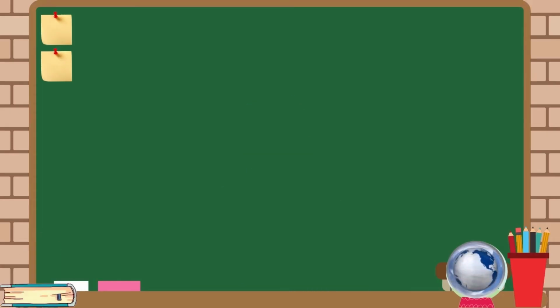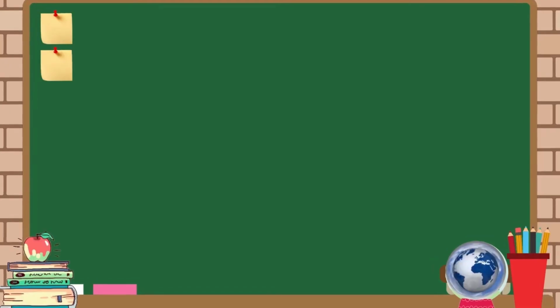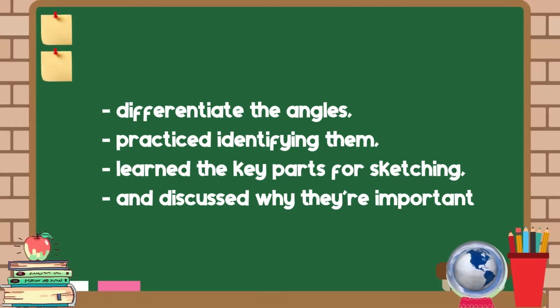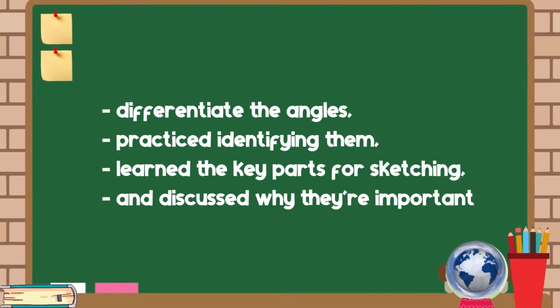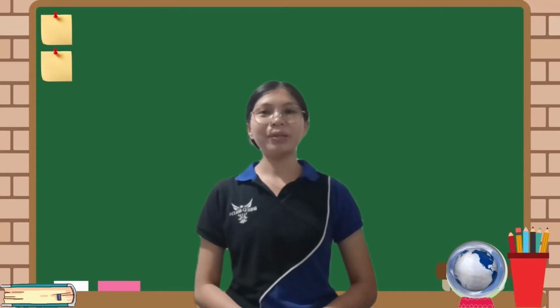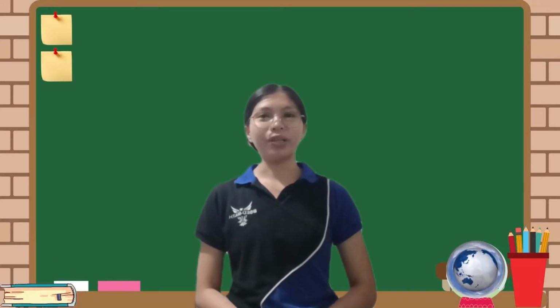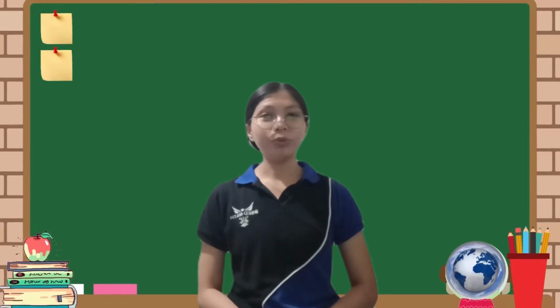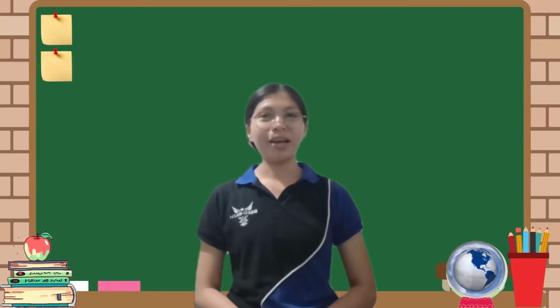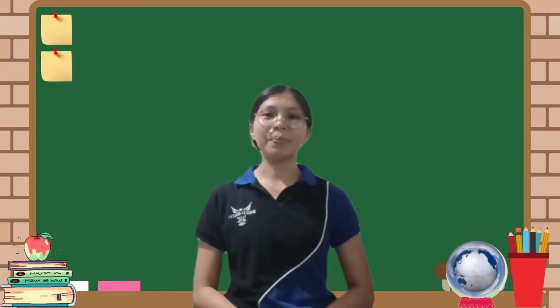Let's take a final moment to reflect on what we've achieved today. Look back at our objectives. Today, we learned to differentiate the angles, practice identifying them, learn the key parts for sketching, and discuss why they're important. Today, you didn't just learn new terms, you gained a new mathematical perspective and the tools to draw it. Every glance upward or downward is now a chance to apply what you know. Excellent work today. Everyone, keep observing the math all around you.